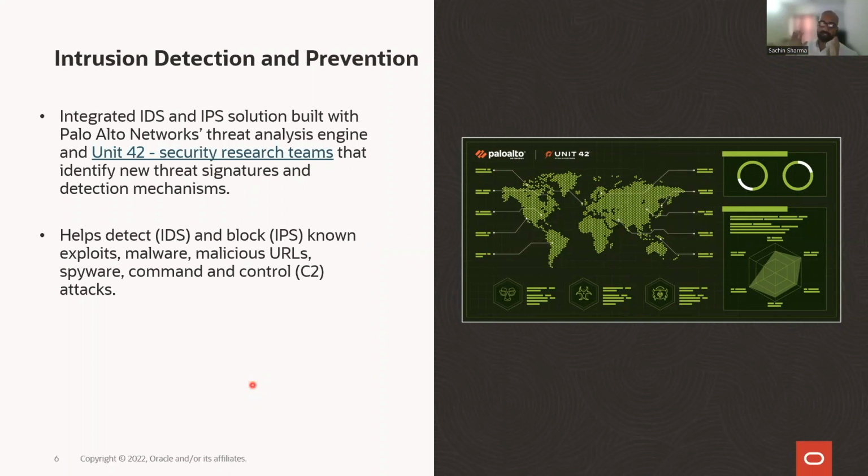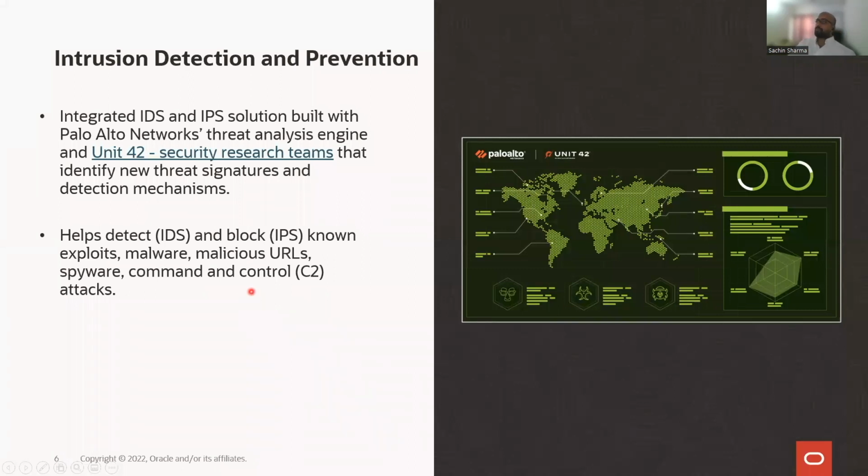Once a threat is detected, it will block that traffic for you, and you can define IDS and IPS for particular traffic when you create the security rules. I'll be showing you that too. It also covers non-exploits like malware, malicious URLs, spyware, and yes, C2 for sure, command and control attacks.